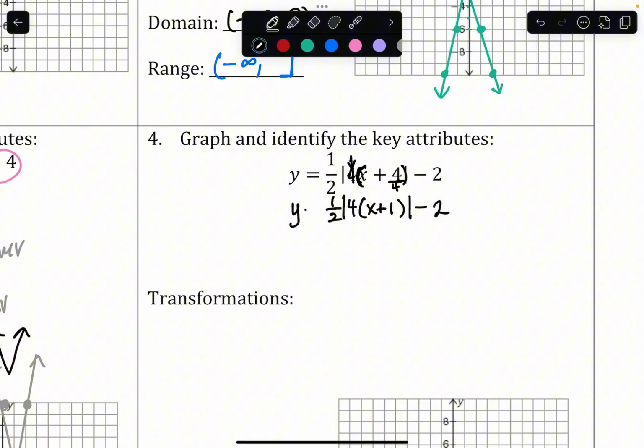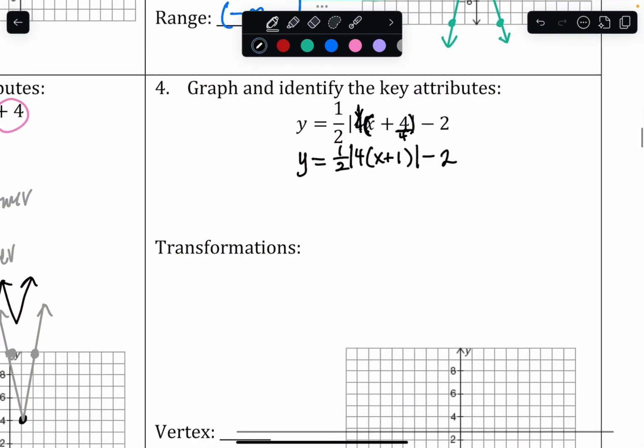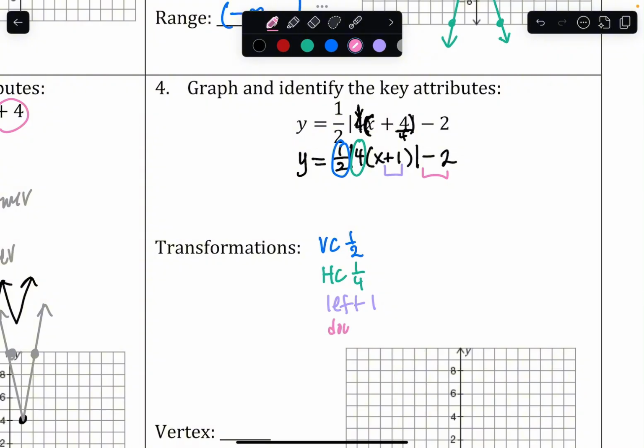Okay, and so now that we've done that, we can identify our transformations. We have a vertical compression by 1/2. We have a horizontal compression by 1/4. We have left 1, and that's the most common mistake I see throughout the year, and then a down 2. It's not factoring out the 4.